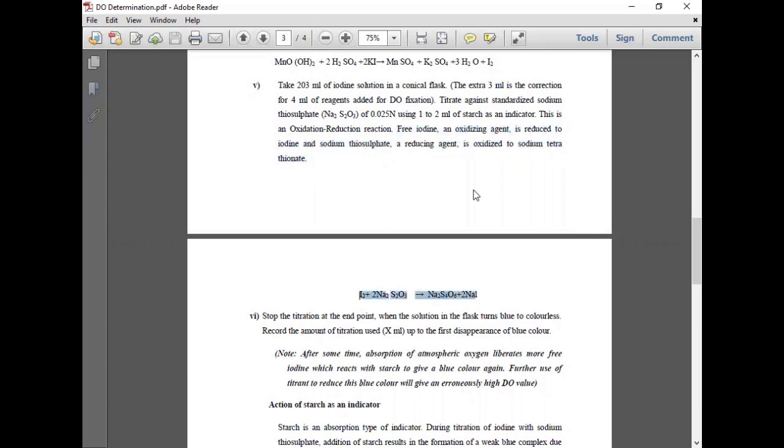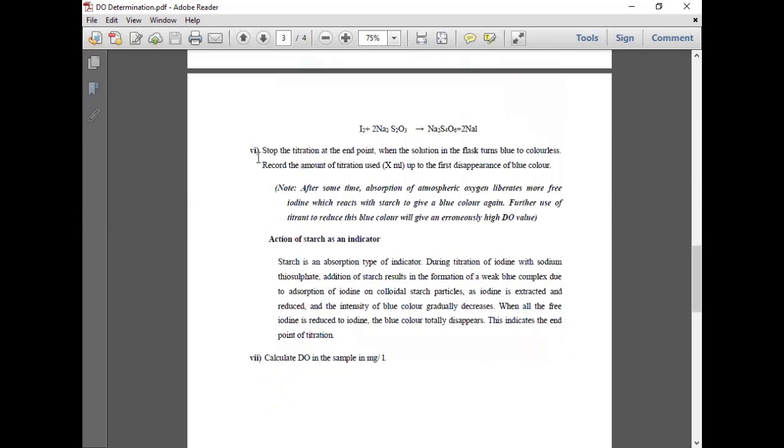So the blue color liquid is now to be titrated with the help of sodium thiosulfate, and it will be a redox reaction. Free iodine, which is an oxidizing agent, is getting reduced to iodide, and sodium thiosulfate, the reducing agent, is oxidized to sodium tetrathionate. Now the reaction is there in front of you. We'll have to stop the titration when the blue sample turns colorless. We'll record the amount of titrant used, and we'll put it into the formula to find out the DO value.